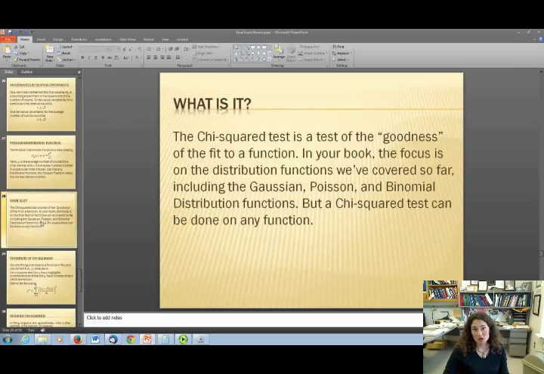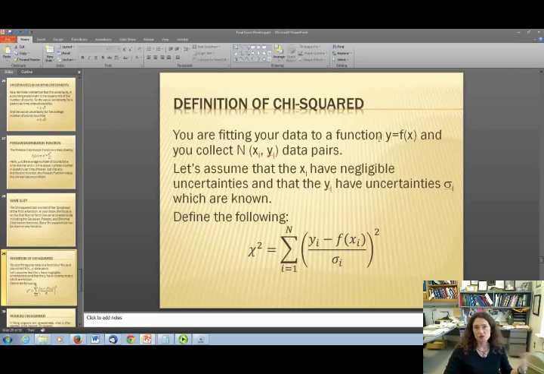The last chapter in our book concerns the chi-squared test for the goodness of fit to a function. In your book, the focus has been on the distribution functions: the Gaussian, the Poisson, and the binomial distribution function. But you can do a fit to any function.